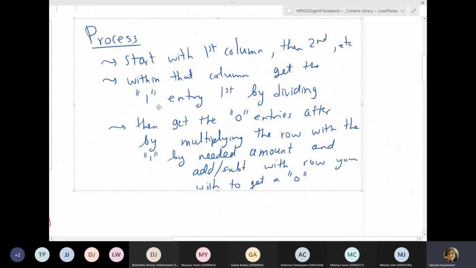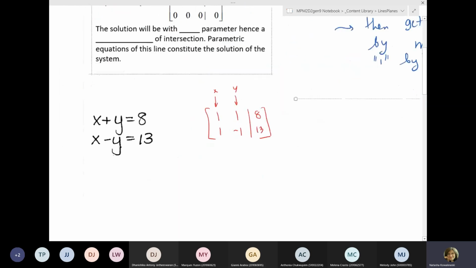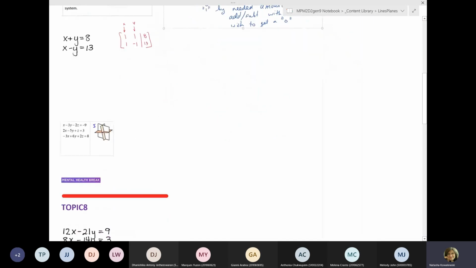So how do we get the 1? I'll show you. We get the ones by divisions, and we get the zeros by doing subtractions as needed. Okay, so I'm going to demonstrate it with this first one. That's really simple, first of all, because we already have all the ones in here. Maybe I should change the question.